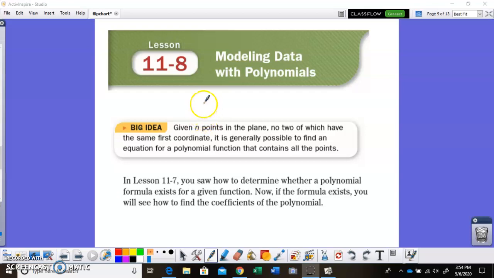Okay, so in lesson 11.8, what we're actually going to be doing is modeling the data that we looked at in 11.7. So just as we were doing before, we're going to look for those finite differences, but now we're going to do something with that information to actually write an equation, to model an equation.